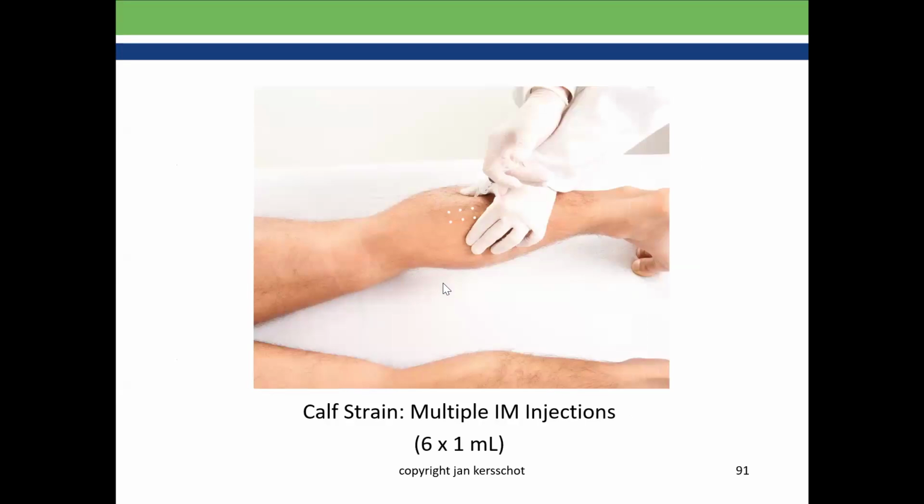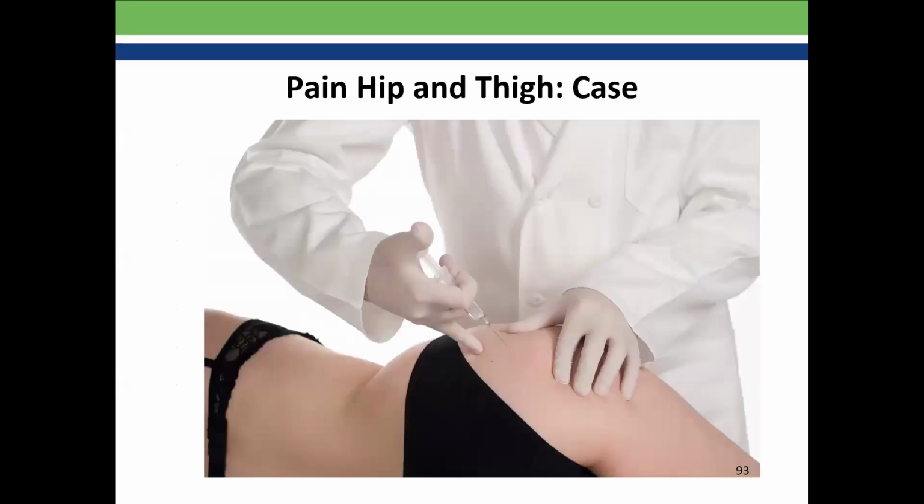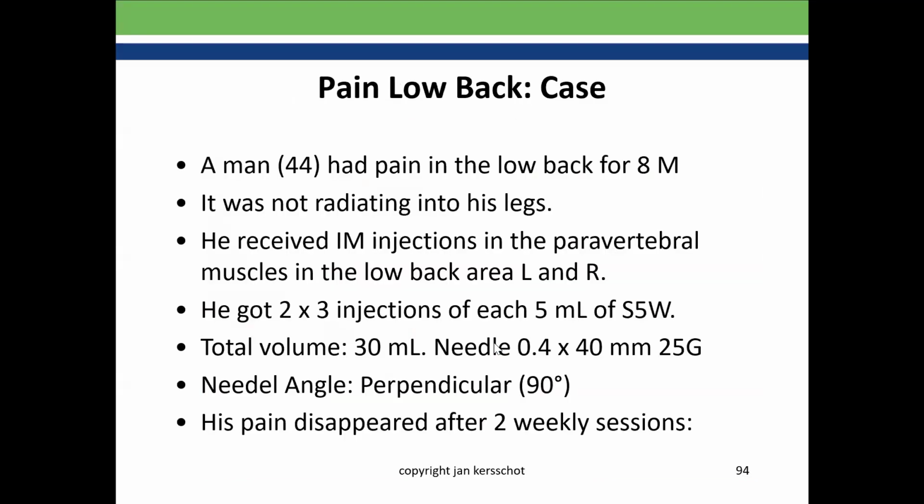Here I show you calf muscle, intramuscular injections for a calf strain. Here, for example, a patient with so-called hip pain, and because the X-rays of the hip joint were normal, I said, maybe you have muscular pain, because she said, yes, it feels like a fatigue. I also feel as if I have less power, and I injected in the gluteus medius muscle, like 2, 3, 4 centimeters deep.